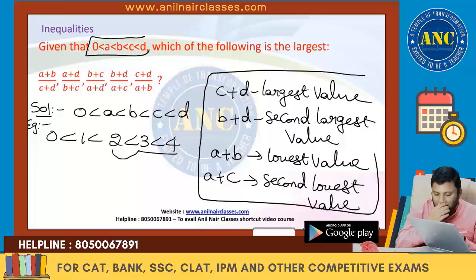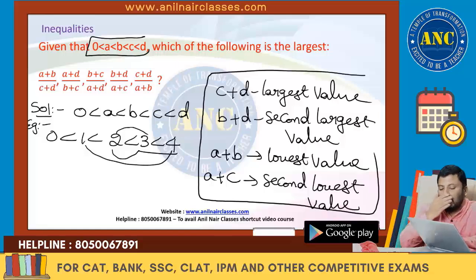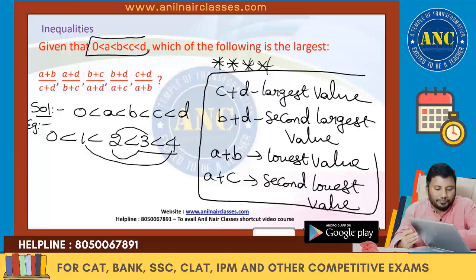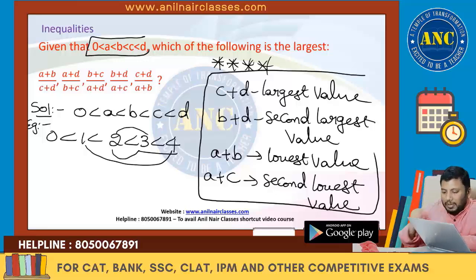If the values are in ascending order, only these values can be determined: lowest, second lowest, highest. Why? Because the third will become 1 plus 4 is 5, 2 plus 3 is 5. You cannot uniquely determine. Lowest you can determine, second lowest you can determine, highest you can determine, second highest you can determine. Please write down this one, sir. This is useful in my next problem. C plus D, B plus D, A plus B, A plus C.